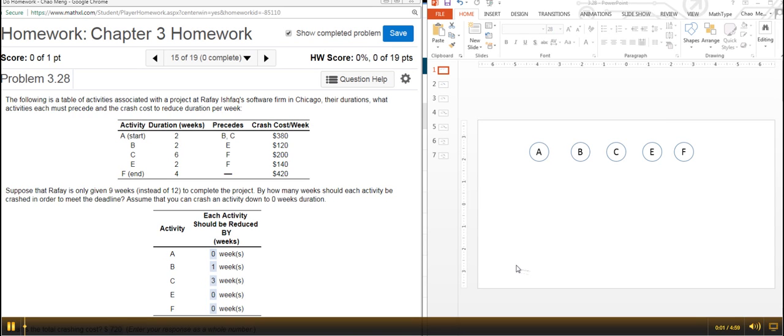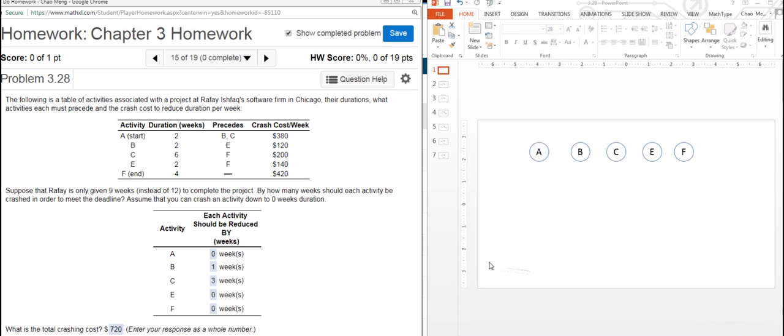Okay, class, in this video I would like to talk about chapter 3 assignment, question number 15. This question is talking about reducing a project duration from 12 weeks to 9 weeks. We are given one table showing the activities, the cost to crash each week, and their relationships. So the first thing we need to do is to draw a diagram to show the paths.